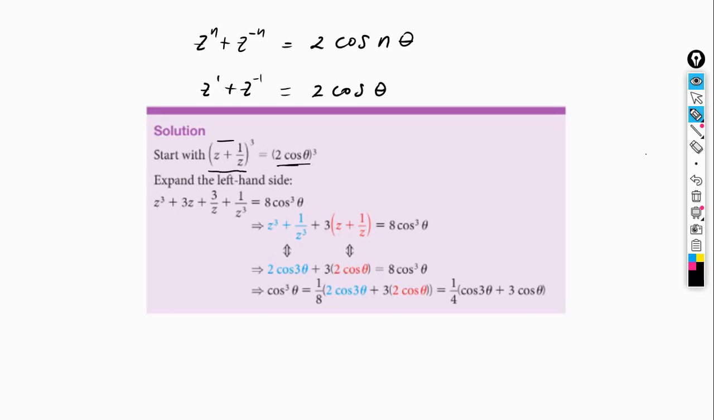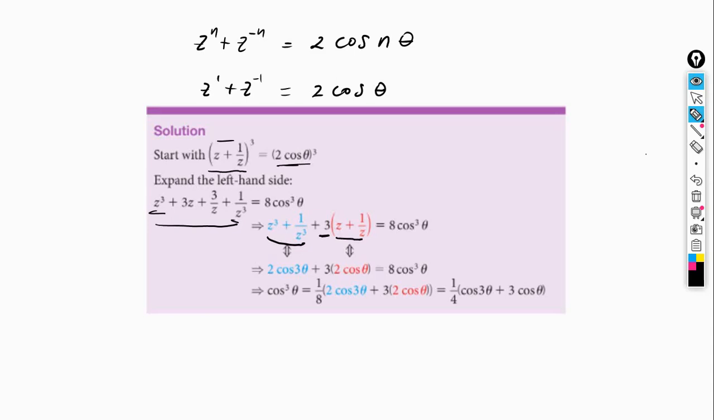So we expand the left-hand side, and notice that we get this expression. This is a normal binomial expansion. Then what we can do is group. Notice that we have z to the 3 here, and we also have it here, so we can put it together: z to the 3 plus 1 over z to the 3. And we do the same thing with 3z and 3 times 1 over z. We factor out 3, and in parentheses we get z plus 1 over z.